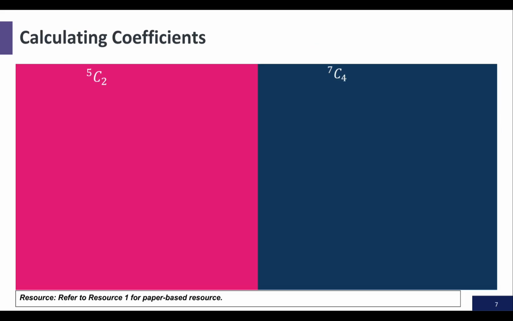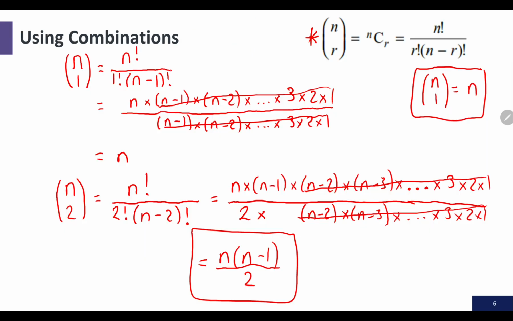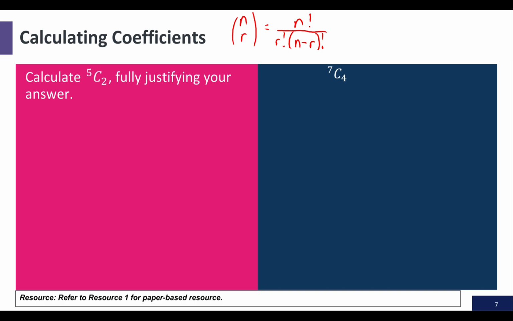Here are my examples. Calculate 5 choose 2, fully justifying your answer. So in this case, I can't go for any shortcuts. I must prove it from first principles. So I'm going to be using the formula in the formula book, which was n choose r is equal to n factorial over r factorial times n minus r factorial. Now we know what we could do from the previous example. I could just dive in and use this formula, but because it's asked me to fully justify my answer, I need to do everything from the beginning.